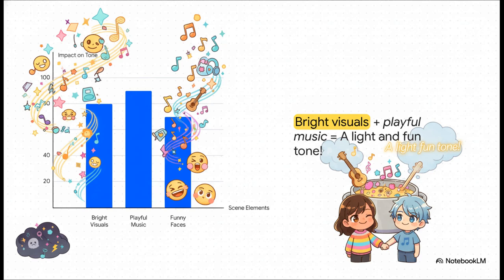Think of it like a recipe that's dictated by the script. You take the bright visuals, you mix in the playful music, and those humorous expressions we talked about earlier, and what you get is a tone that's light and fun. If you changed just one of those things, like if you made the lighting dark or the music scary, the whole story would feel completely different, way darker. Tone is absolutely everything here.